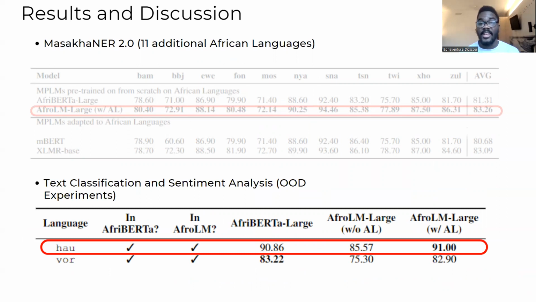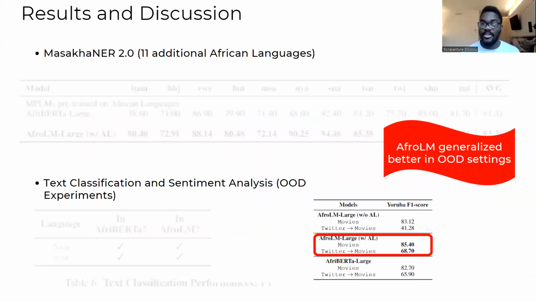Now, on the sentiment analysis, it is also crucial and very important that we can see that AfroLM in our active learning framework is able to generalize better compared to other models. So the first setup is, for instance, we fine-tuned and evaluated the model on the movies domain, and the other one is we fine-tuned on the Twitter domain and evaluated on the movies domain. And the result shows that AfroLM is able to generalize better across various domains, which is very important.